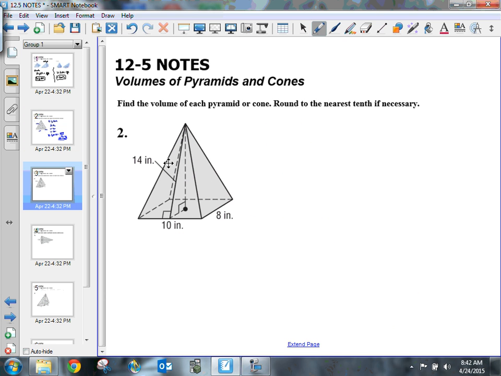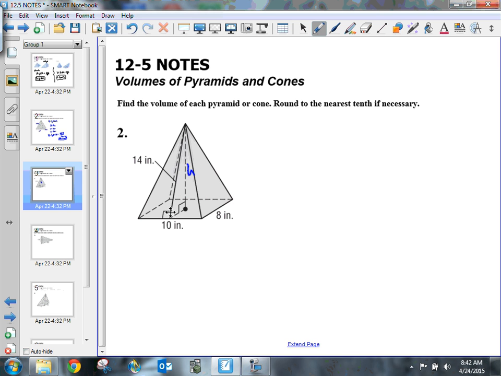Okay, let's take a look at number 2. Now number 2 is a little bit different. This is a regular pyramid with the height coming from the very center. This is my lateral height, or my slant height, this 14 right here. And I know that this width right here is 8, but I need to find out my height here.